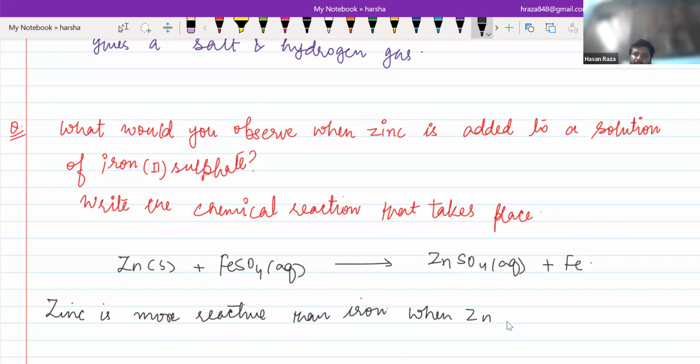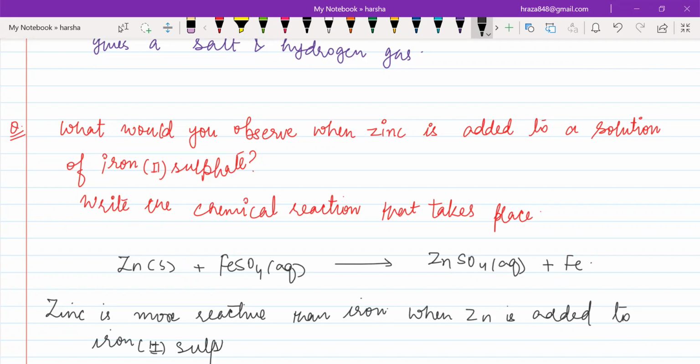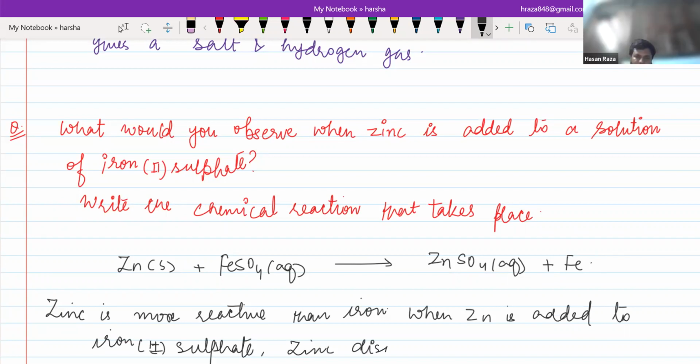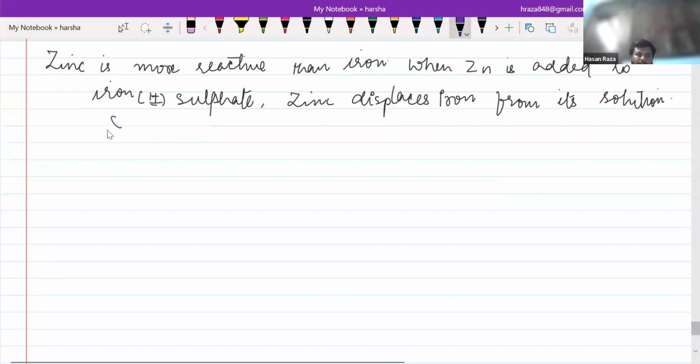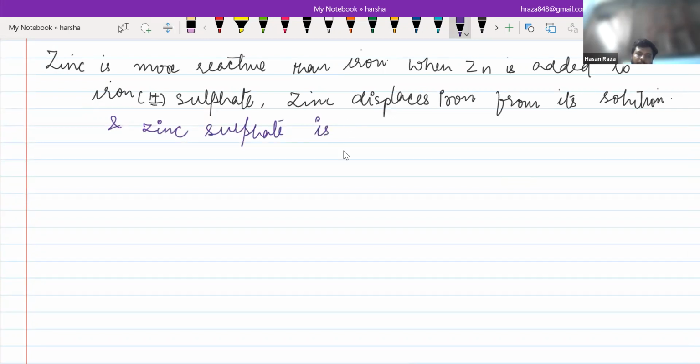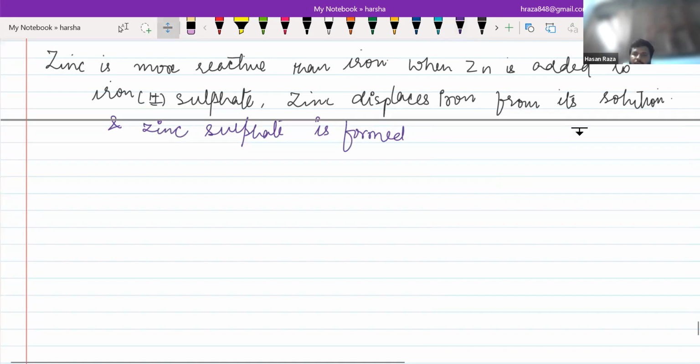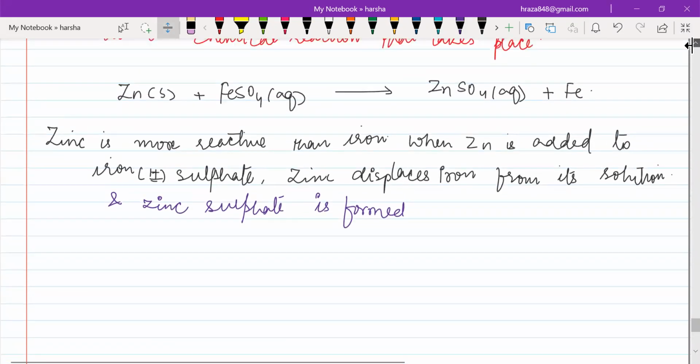When zinc is added to iron sulfate, zinc displaces iron from its salt solution, you can write, and zinc sulfate is formed. Simple. Yes or no? Yes, sir. So it's very easy.